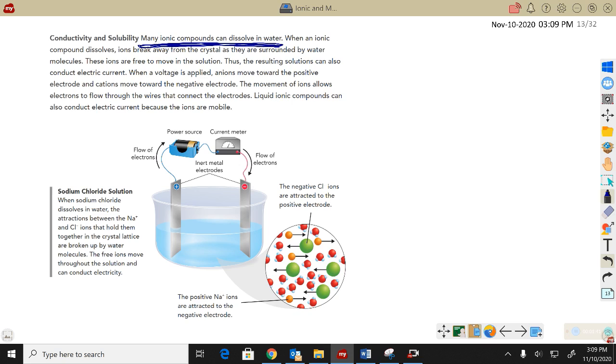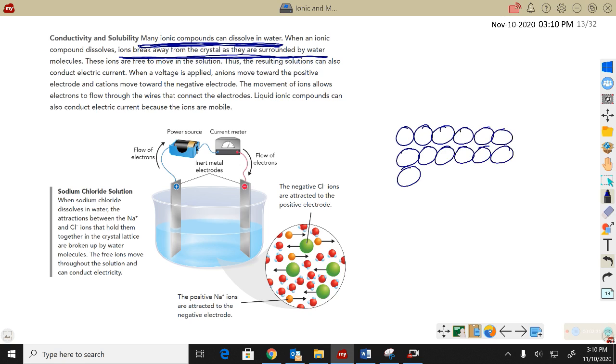Solubility means the ability to dissolve, and many ionic compounds do dissolve in water. When an ionic compound dissolves, the ions break away from the crystal and become surrounded by water molecules. This is something we'll talk about a lot more later on, even into second semester. They show an example in this little particle model below, which looks like sodium chloride. If I had a crystal of sodium chloride, now obviously this isn't exactly what it would look like, but let's say it's oppositely charged ions in a very organized crystal structure.